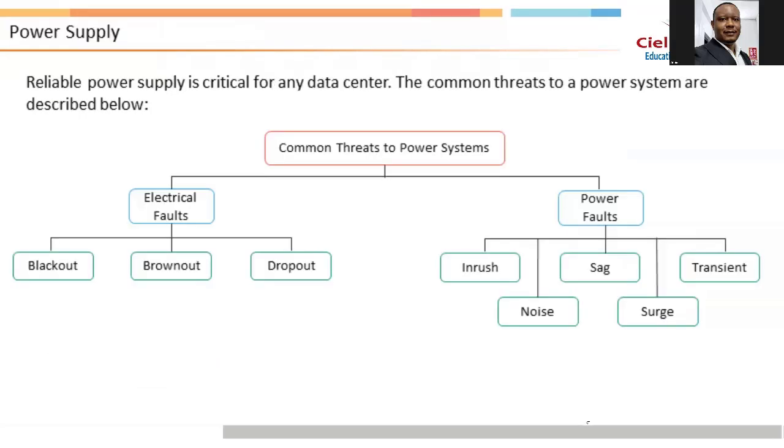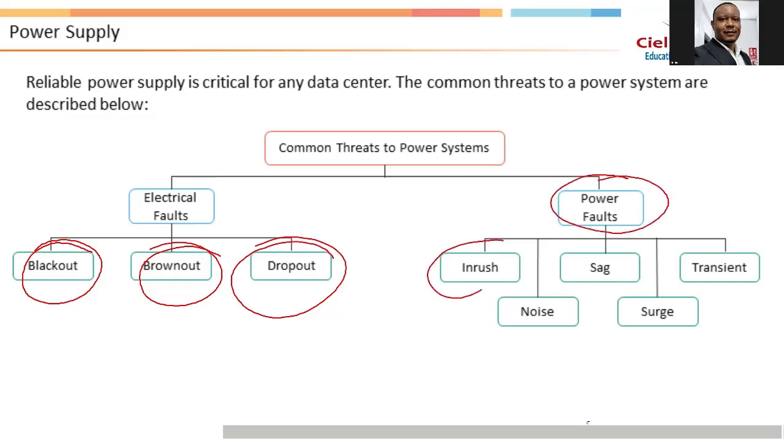Power supply risk is also a major one, especially within the IT space. So you have different common types of electrical problems. They include electrical faults like blackout. Blackout is where the light goes off completely. That's what we refer to as blackout. There's also brownout. And that's what we call low voltage in this part of the world. Dropout, it goes off and then comes on again. Then there are power faults like inrush, sag, transient, noise, and surge. We'll take a look at them here.